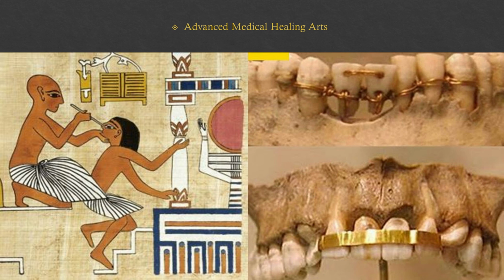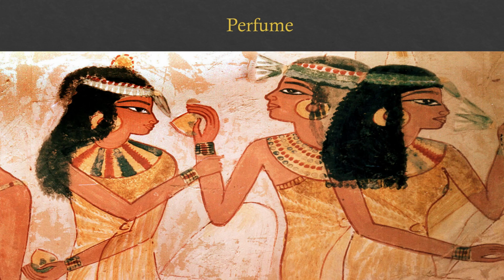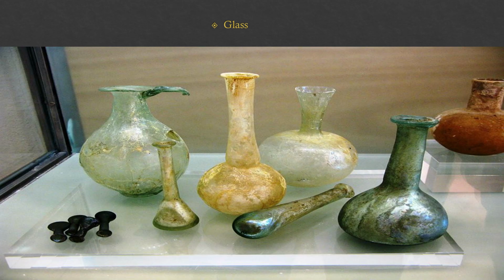An advanced medical system. We can see, for example, the world's first dentists. Perfume. A great export for the Egyptian people. Glass. If you take sand and you melt it down and add water, you have glass.